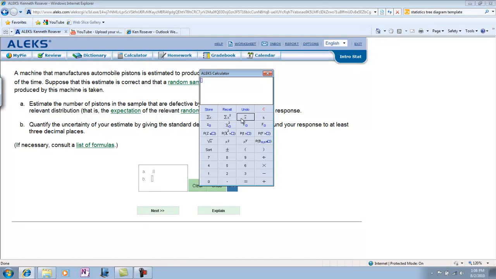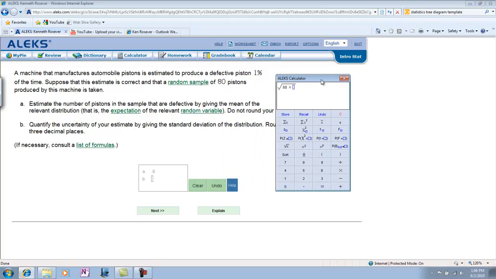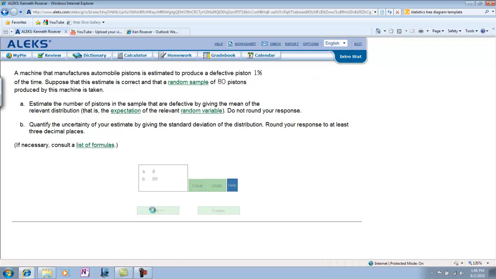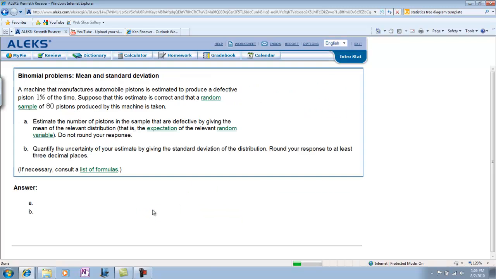Quantify the uncertainty of our estimate by giving the standard deviation. So the standard deviation is going to be the size of our sample times the probability of picking a defective one, which is 0.01, times the probability of not picking a defective one, which is 0.99. And our answer is 0.8899. So we're going to call that 0.89 because it rounds up. And that's it.